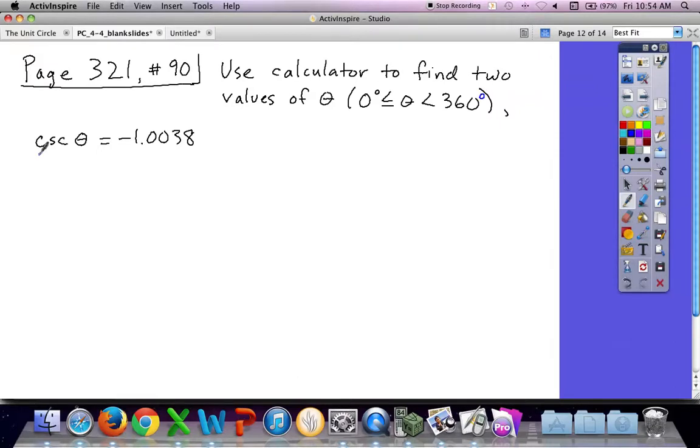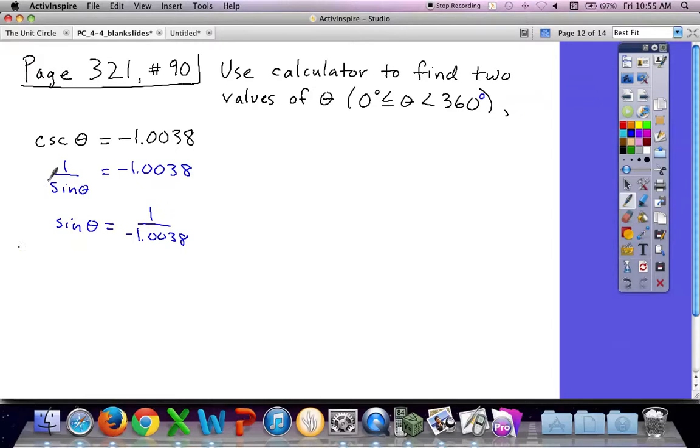Okay, we don't want to confuse now the inverse function with the inverse reciprocal, right? So in this case, what I'd recommend, if you get a cosecant or a secant or a cotangent, write it like this. Cosecant of theta, I'll write it as 1 over sine of theta. And then flip both sides, right? Make this sine theta over 1 and make this 1 over negative 1.0038.